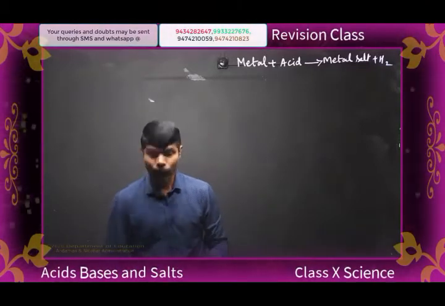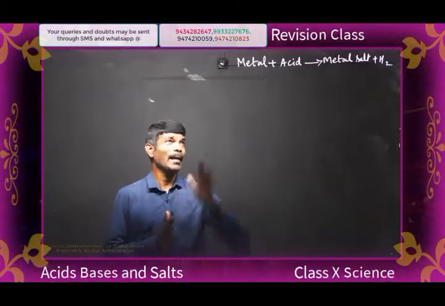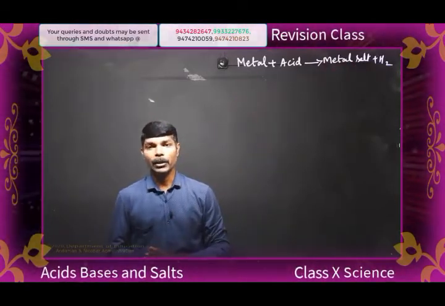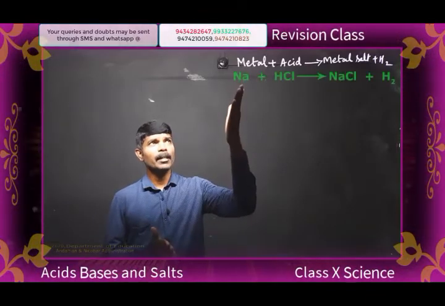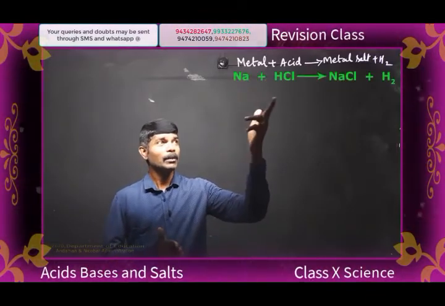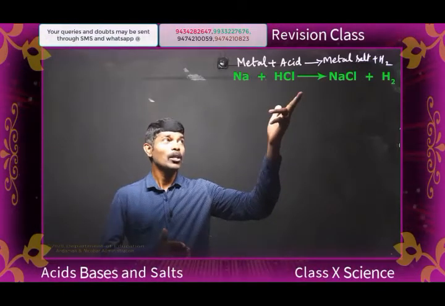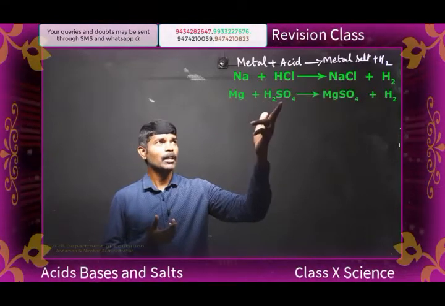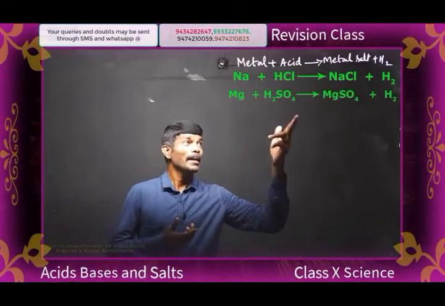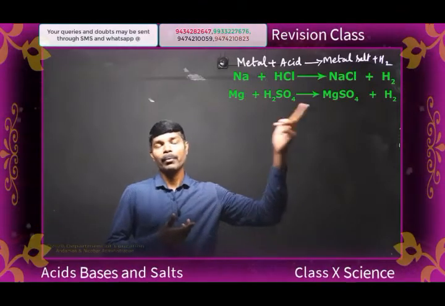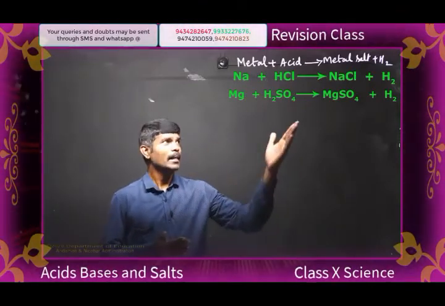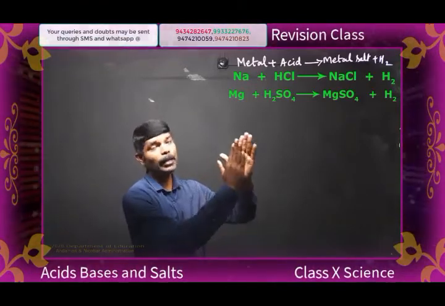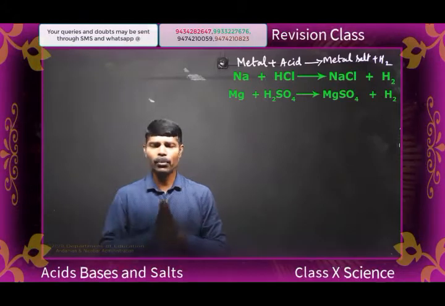This is the general equation. So you should always keep in mind that whenever metal reacts with acid, we get metal salt and hydrogen gas is evolved. Suppose in case of metal we take sodium: when sodium reacts with hydrochloric acid, then we will get sodium chloride, the corresponding metal salt, and hydrogen gas. If magnesium reacts with sulfuric acid, then we will get magnesium sulfate and hydrogen gas. So we can see here that in all the cases, whenever metal reacts with the acid, we get the corresponding metal salt and hydrogen gas. So this is one of the important things.